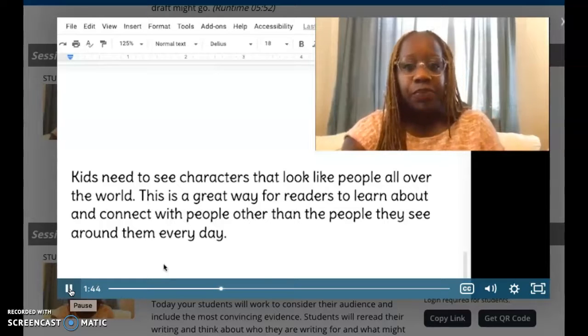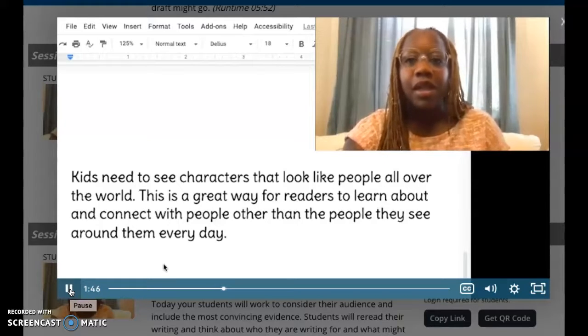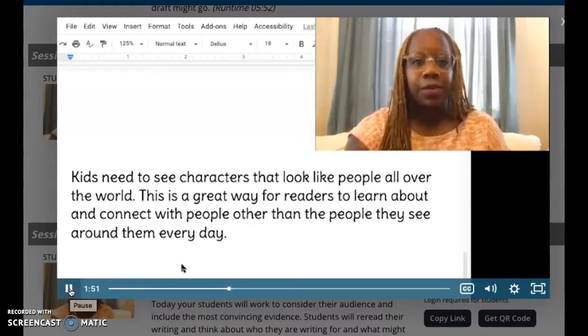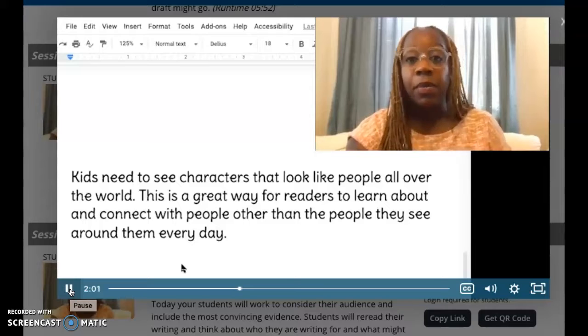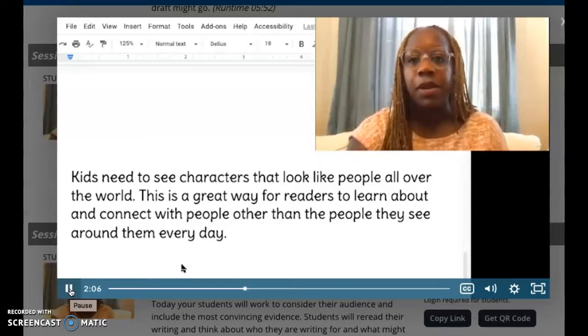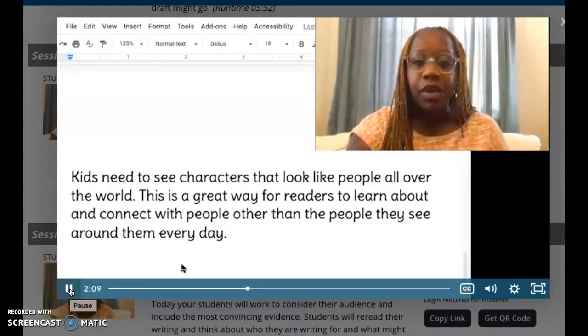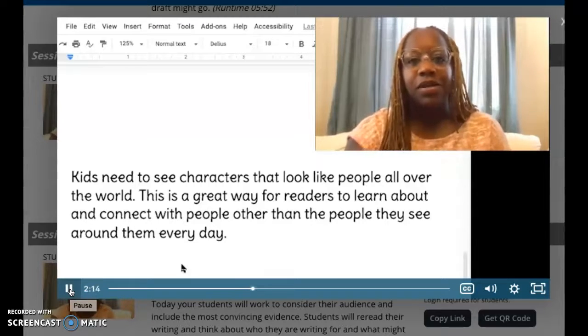Let's look at one category. For any big idea that we tell a reader, let's make sure to think of an example that shows the same thing. So let's take this line that I wrote in my piece about the importance of diverse classroom libraries. I said, "Kids need to see characters that look like people all over the world. This is a great way for readers to learn about and connect with people other than the people they see around them every day." I feel like that's a pretty good line and it's very important, but I'm telling the reader that it's important to learn about people other than the people that we see every day. But now I need to show them an example of this.